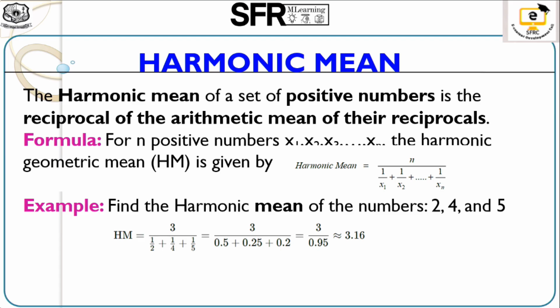Now, see an example for the harmonic mean. The given values are 2, 4 and 5. Here we have 3 values, therefore n equals 3. The first value is represented as x1 equal to 2, x2 equal to 4 and x3 equal to 5. So, substitute the values in this formula, n equal to 3, therefore 3 divided by (1 divided by 2 plus 1 divided by 4 plus 1 divided by 5). The value is 0.5 plus 0.25 plus 0.2, that is equal to 0.95, so 3 divided by 0.95. Here the approximate solution is 3.16.